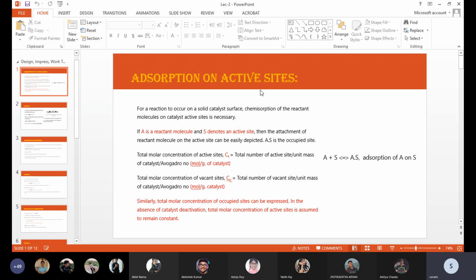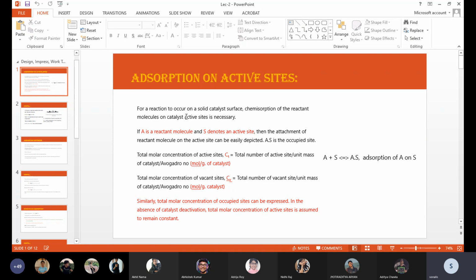Adsorption on active sites. At the beginning, for this lecture, I'll not consider any mass transfer steps. Let us concentrate on the three middle steps. One is adsorption, next is chemical reaction, and third one is desorption. Let us concentrate on these three steps at the beginning, and we have to analyze these steps. Afterwards, we will go for the mass transfer.